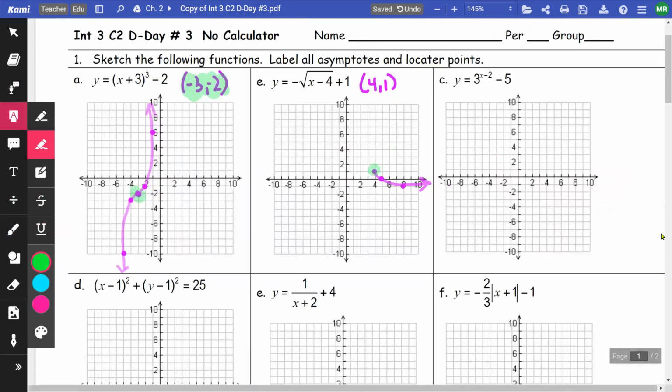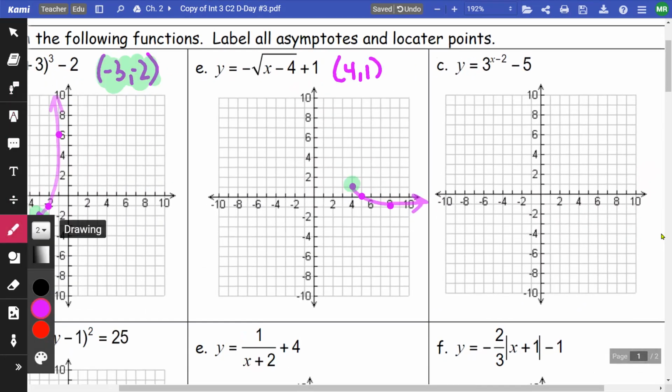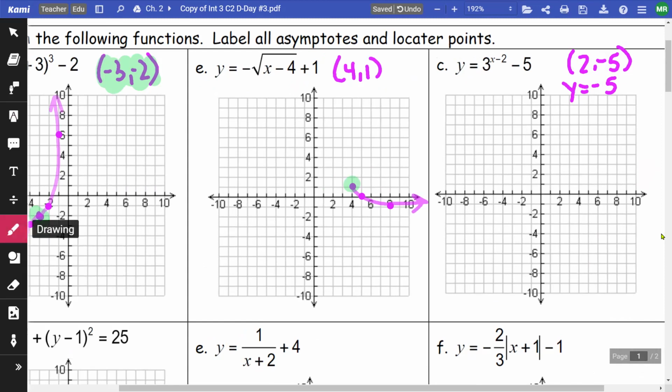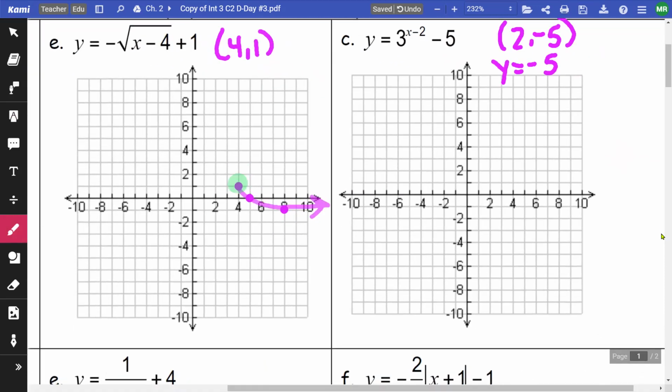On letter C, this is an exponential graph. And if you want to think about it as having a locator point, it's going to be 2, -5. But that's really going to help me figure out where to go to start my graph. Okay. And my asymptote, I'm going to have a horizontal asymptote of y equals -5. So I'm going to go down to y equals -5. And it's really a dashed line. I'm just going to draw a solid line right now, just so you guys can see it. So this is y equals -5. That's my asymptote. That's the line that my graph is closer and closer to, but never touches, never crosses.